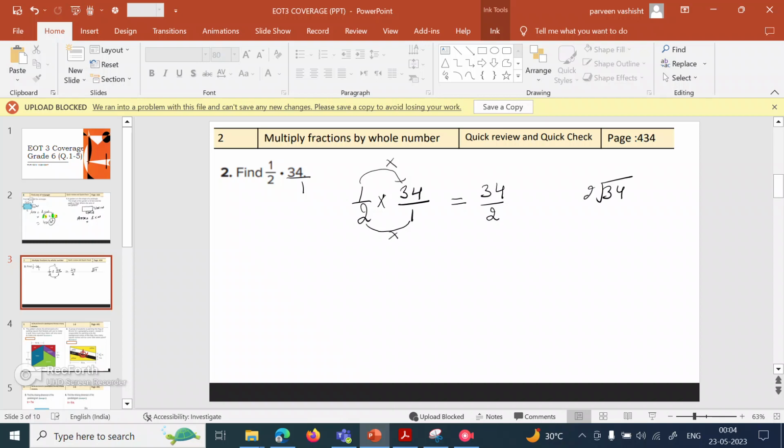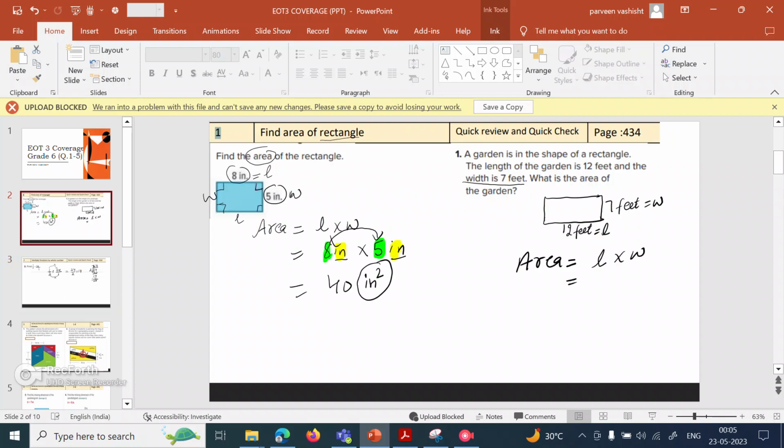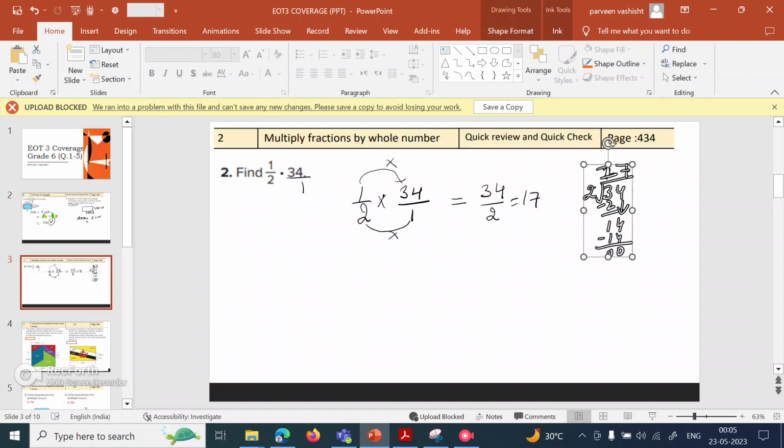Now 34 we are going to divide by 2. 2 times 1 will be 2, and then we will subtract it. It will become 1 and carry over 4 here. 2 times 7 will be 14, and this will be your answer. Final answer will be 1 and 7. I hope you understood this question, girls.